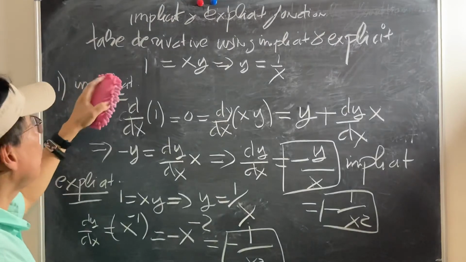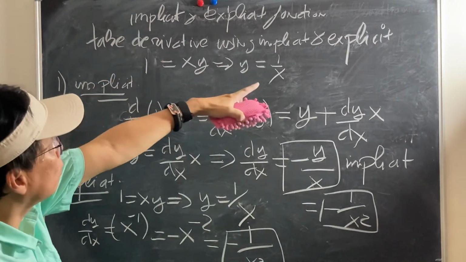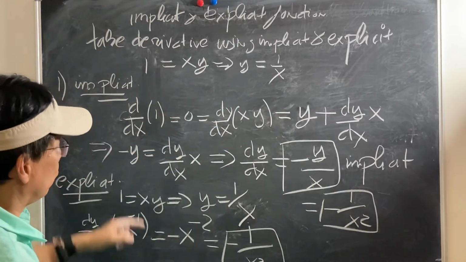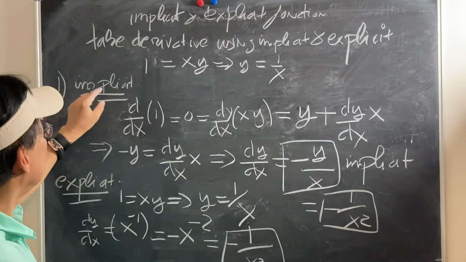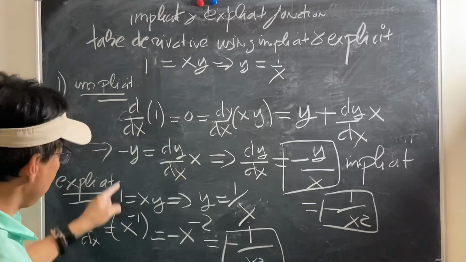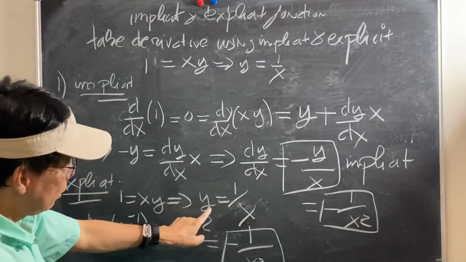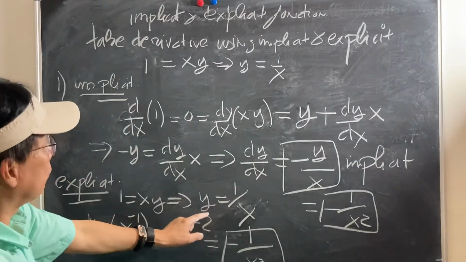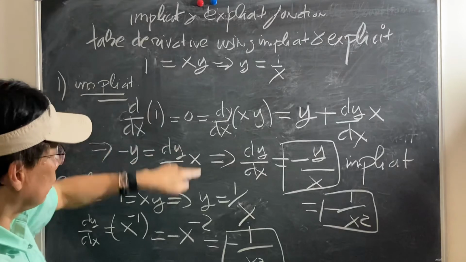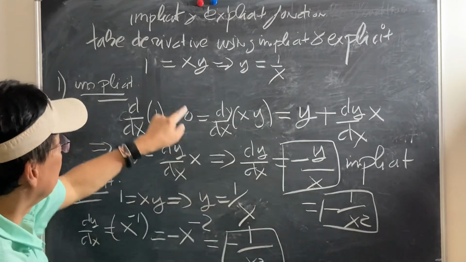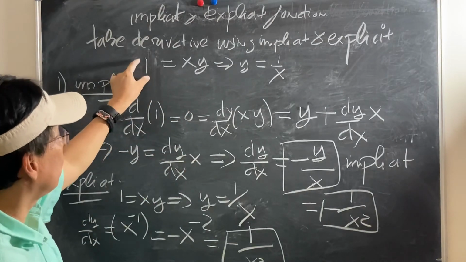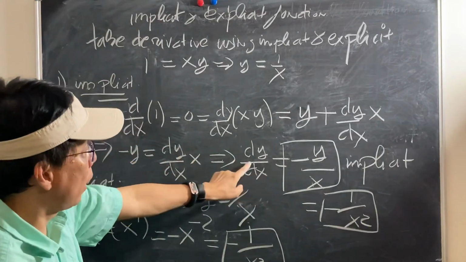So when you use implicit or explicit to take the derivative, you get the same answer. But when you get to higher math, you use implicit, which must be easier than explicit, because sometimes it's very hard to solve for y in terms of x. In this case, we have a very simple function equation, so it's easy to solve for y. But in many cases, it's very hard. So you better take the derivative of both sides, and then just solve for dy over dx.